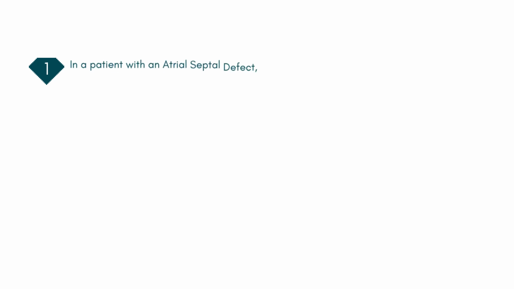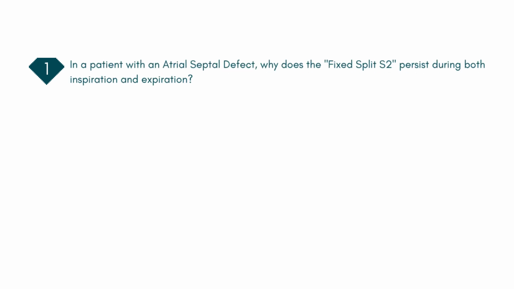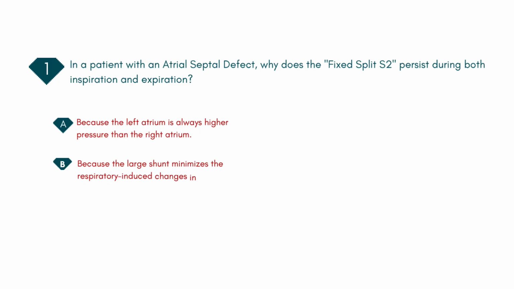In a patient with an atrial septal defect, why does the fixed split S2 persist during both inspiration and expiration? A. Because the left atrium is always higher pressure than the right atrium. B. Because the large shunt minimizes the respiratory-induced changes in stroke volume between the two ventricles.